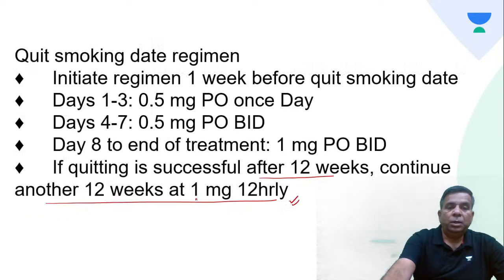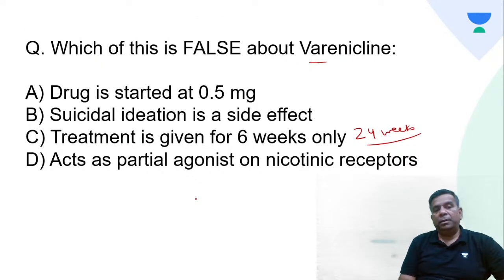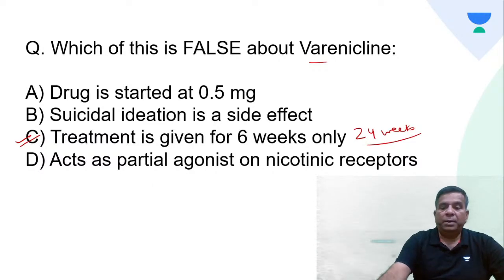Okay Doctor. So the question was, what is false? So suicidal can be a side effect, depression can be a side effect, acting as a partial agonist on the nicotine receptors, but treatment to be given for 6 weeks only. It is true for 12 weeks, 12 plus 12.